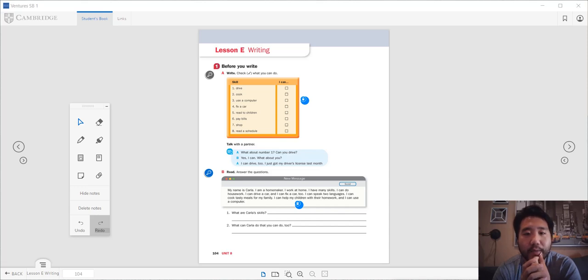Today is May 7th of 2020. Right now, we're on page 104 in your student book. As you can see, Unit 8, Lesson E, Writing.